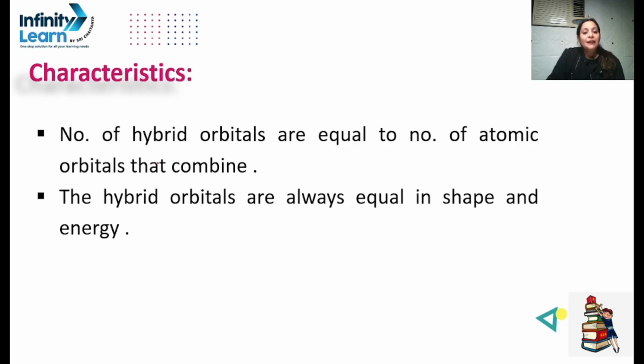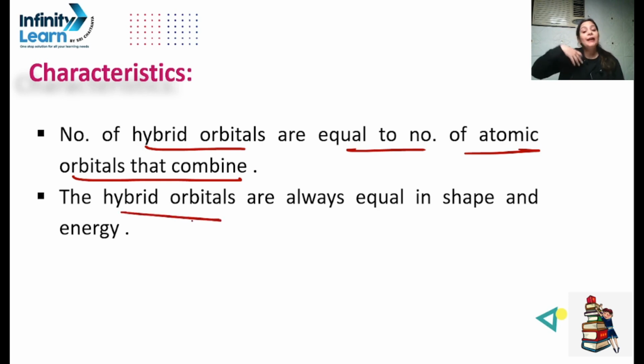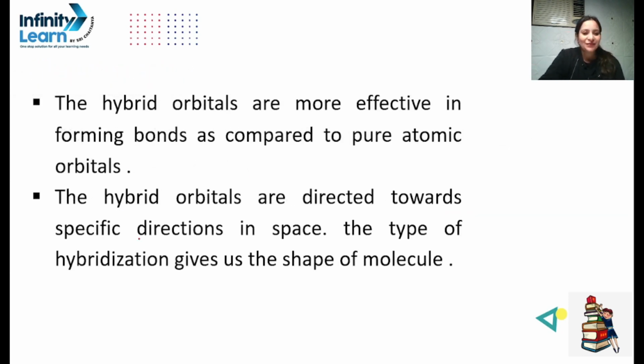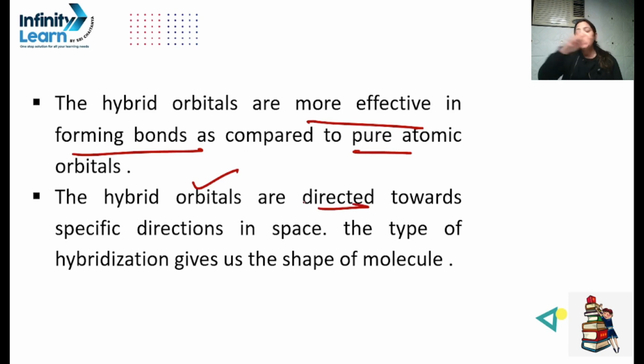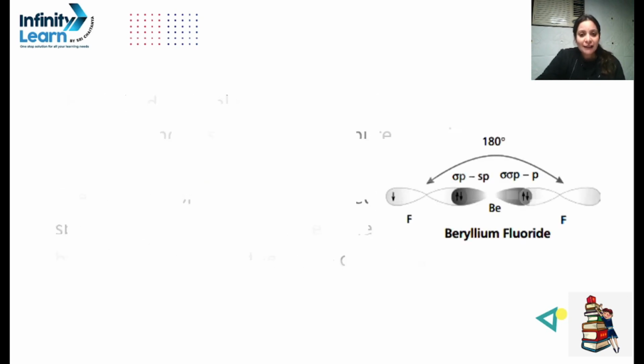Also, you need to remember that the number of hybrid orbitals is always equal to the number of atomic orbitals that combine. Right? If three atomic orbitals are combining, then the hybrid orbitals will also be three. And all the hybrid orbitals, that is, the orbitals formed after intermixing of energy, are equal in shape and energy. Hybrid orbitals are more effective in forming bonds as compared to atomic orbitals. And hybrid orbitals always direct towards specific directions in space, so that gives the proper and perfect geometry to a molecule.